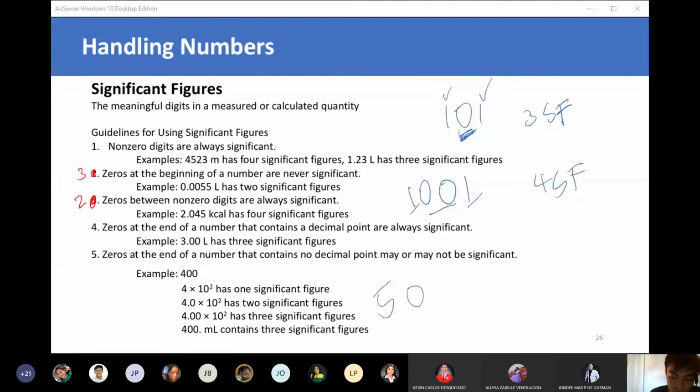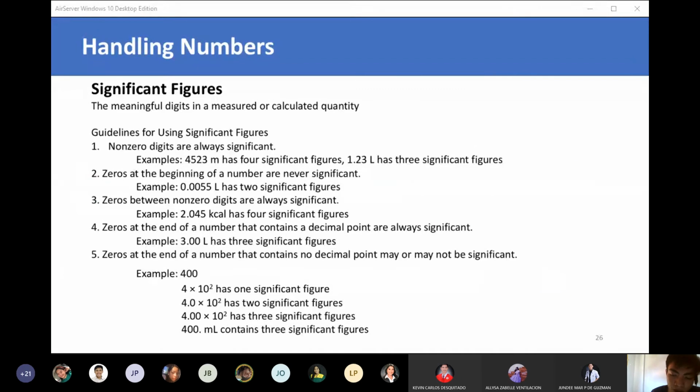5,000, same thing. The 5 and 5 are significant, hence the zeros in between them are significant as well. So that's 4 significant figures. So that's rule number 2.